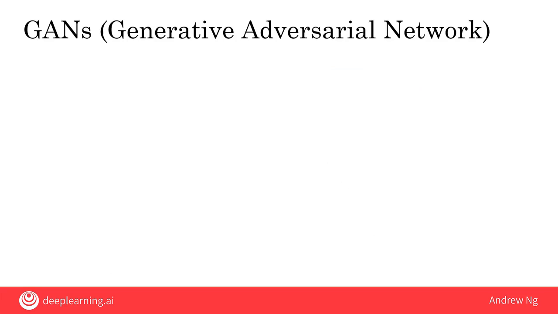GANs, or Generative Adversarial Networks, are another exciting new AI technique. They were created by my former student, Ian Goodfellow. GANs are very good at synthesizing new images from scratch. Let me show you a video generated by a team from NVIDIA that used GANs to synthesize pictures of celebrities.